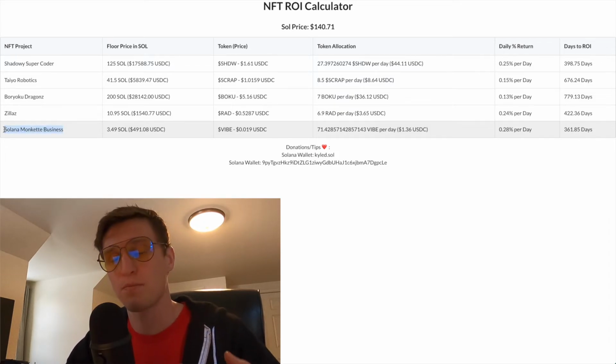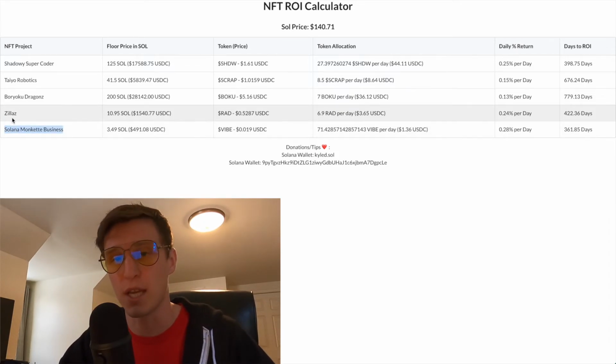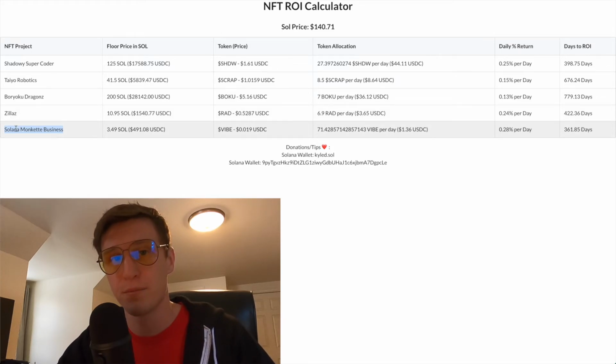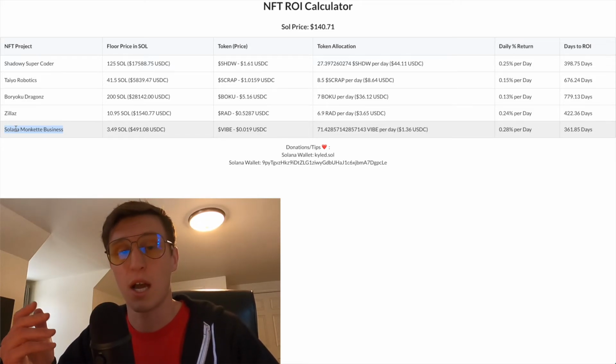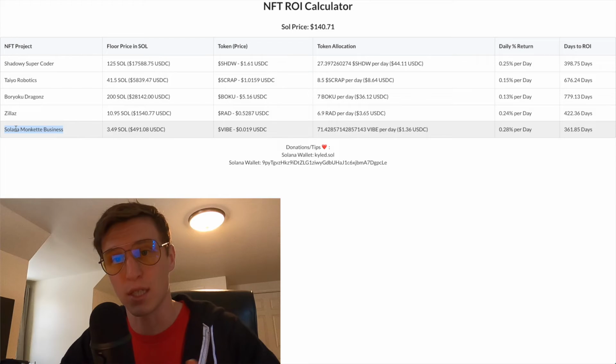Solana Monkette business, similar to Bitmon, they have 0x Bustos, which I think is a great developer. He shares on Twitter a lot, very active in Discord. I definitely like to see that when I'm considering purchasing an NFT.